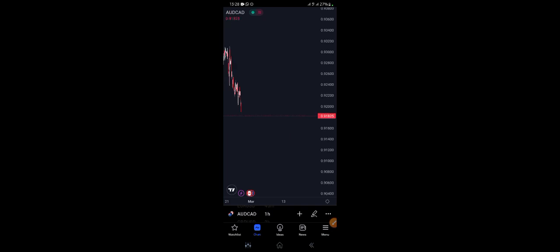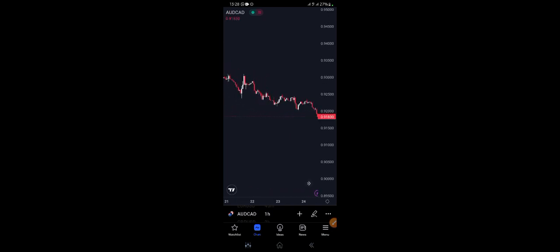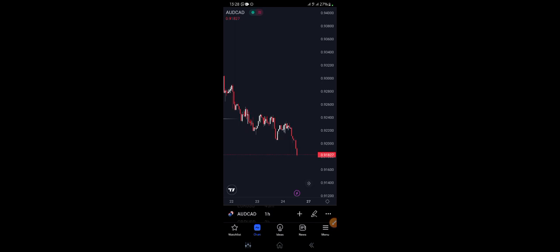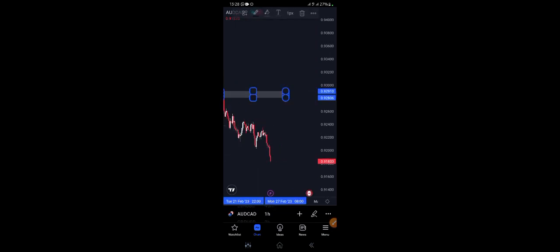It drew the zone from the 1 hour time frame. From what I'm seeing here, this is the zone he drew. That was a break of structure and he drew it out. So you can always wait for price to come back to the zone, tap into your zone, and that is it.